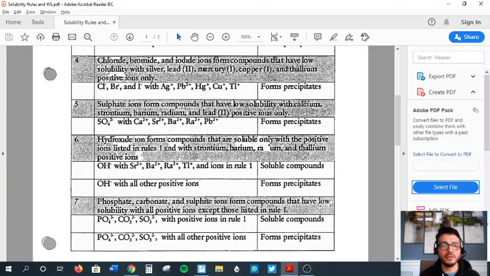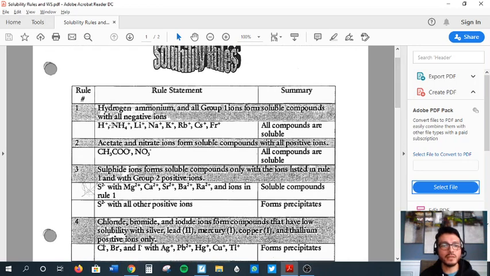This rule is a bit confusing, but just follow along. It is only soluble with anything listed in rule 1. Well, what is in rule 1? These guys: hydrogen, ammonium, lithium, sodium, potassium, rubidium, cesium, francium. Okay, iron is not in any of these.